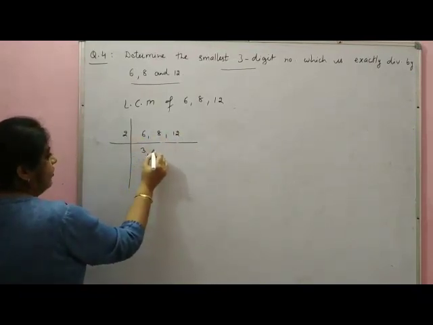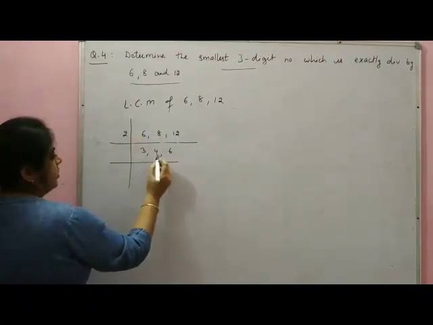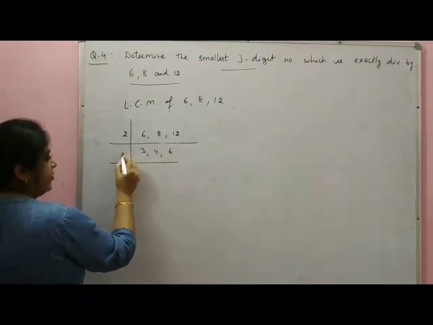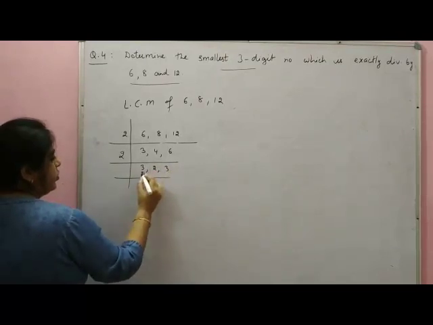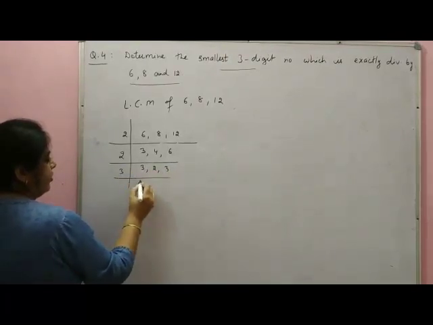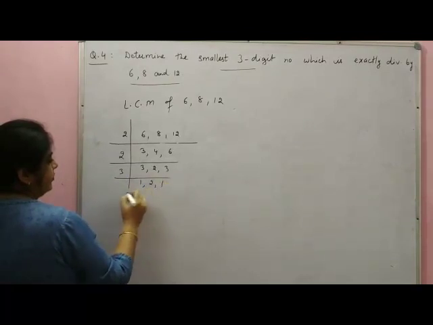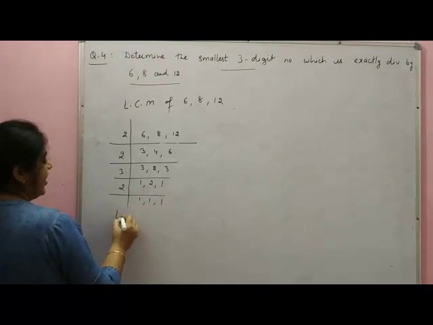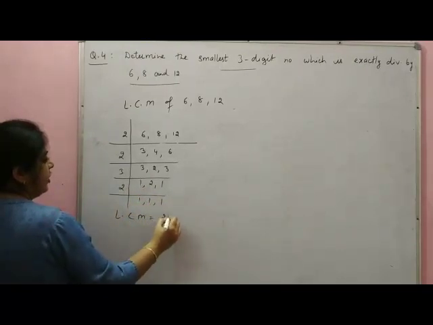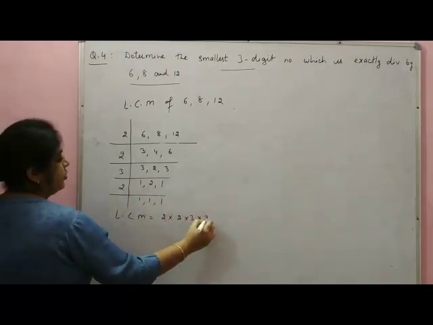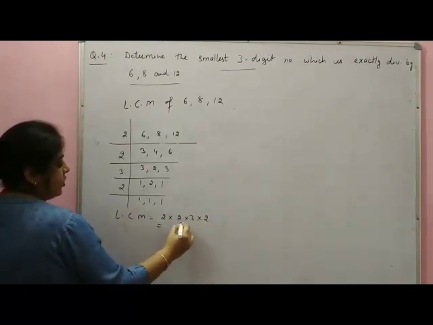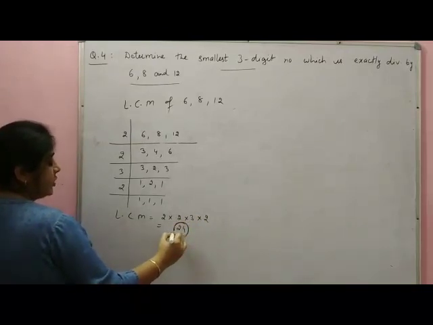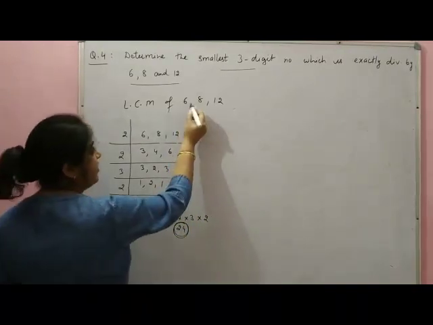We take 2: 2, 3, 4, 6 come in the table of 2, and the 3s come in the table of 3, and the last is 2. So what is the LCM? 2 into 2 into 3 into 2. 2 2s are 4, 3s are 12, 2s are 24. So 24 is the least common multiple which is divisible by all 3.